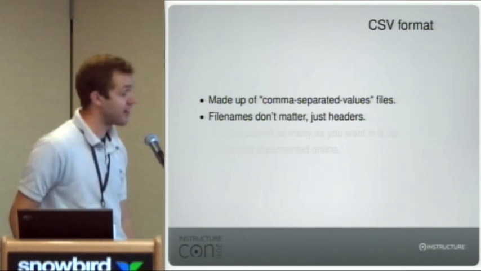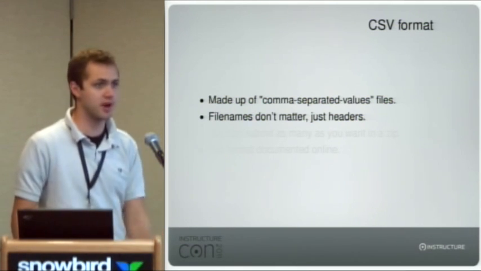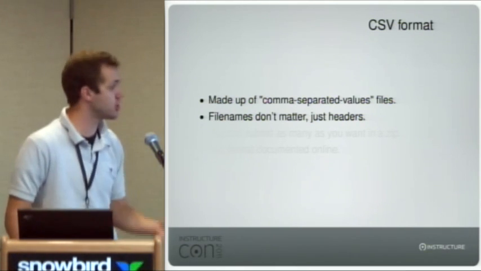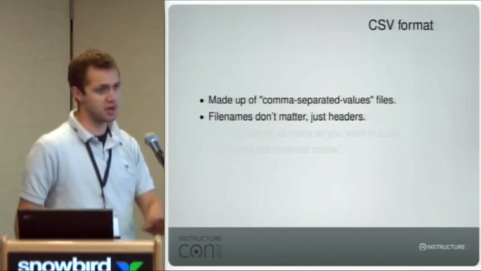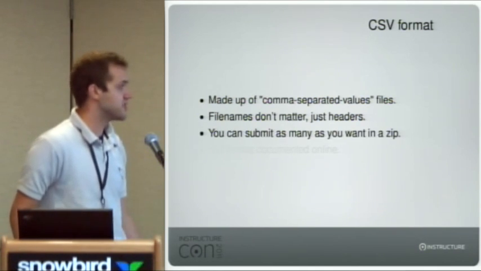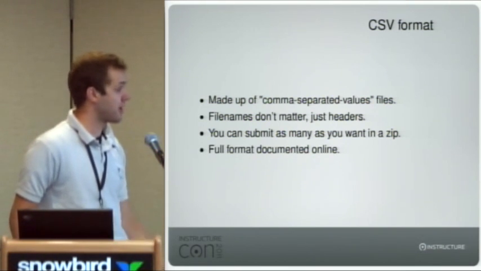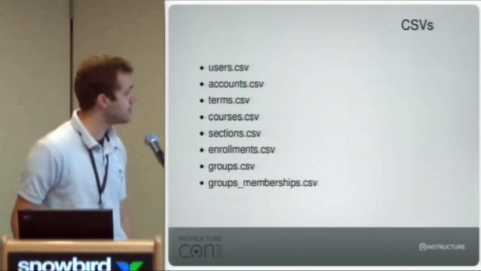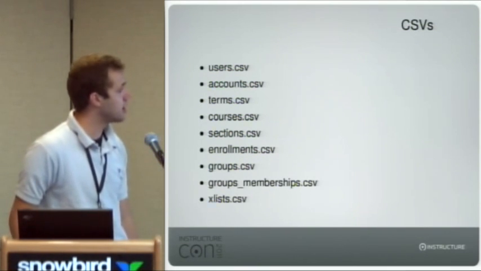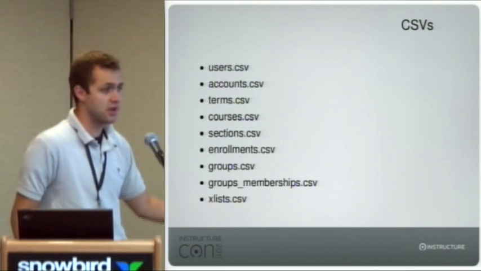We don't actually care about the file names of the CSV files that you submit. It's just the headers. The headers determine how we process the CSV files. So you can actually batch import a ton of different CSV files in the same zip file. Doesn't matter, just as long as the headers are right. And you can submit as many as you want in a zip file. We have the full format documented online. This is the list of all of the types that you can upload: users, accounts, terms, courses, sections, enrollments, groups, group membership, and cross lists.